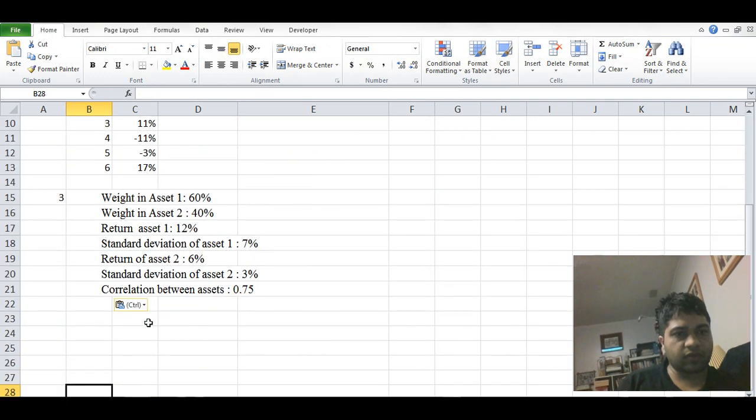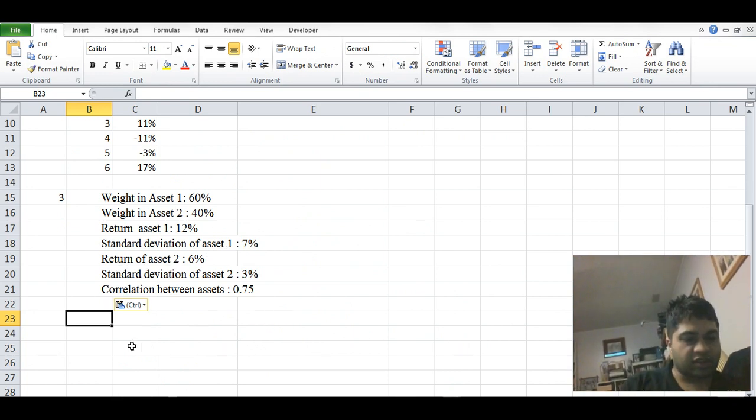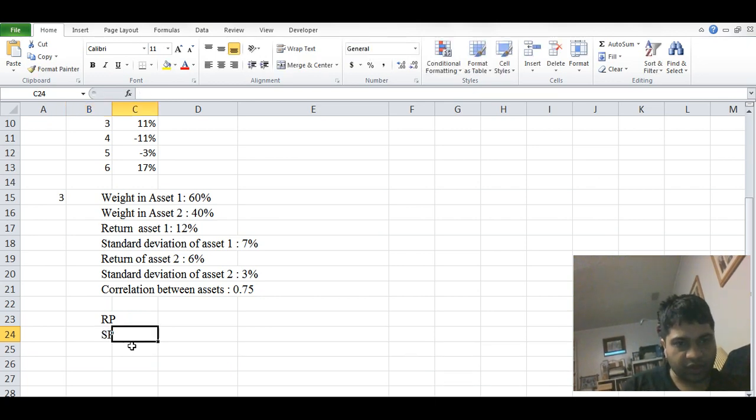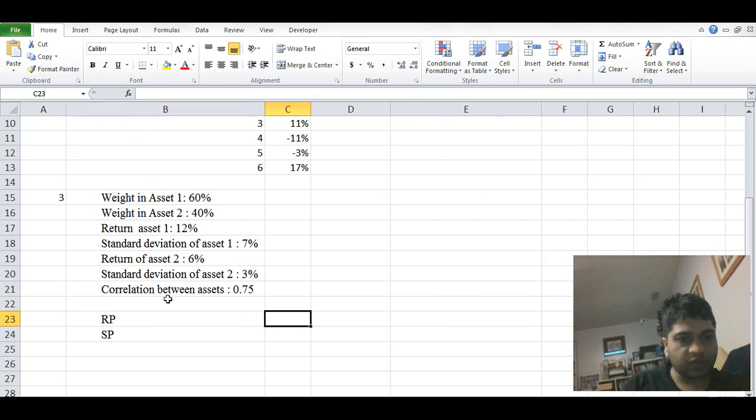Okay, so this information is given: weight in asset A, WA, WB, return, standard deviation, and so on. They have asked you for the portfolio return and for the portfolio risk, so the standard deviation of the portfolio. So what is the formula for return of a portfolio? The formula is the weight of asset A multiplied by the return of asset A, plus the weight of asset B multiplied by the return of asset B.